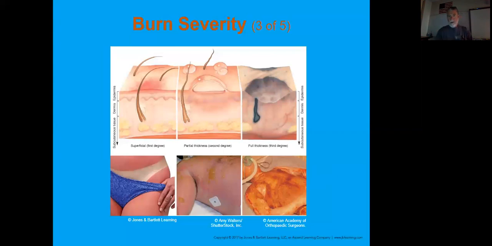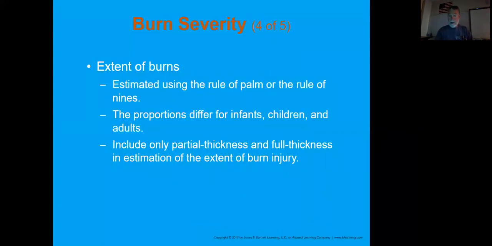And you know how painful burns actually can be if you've had one of those. The rule of nines, or the Palmer method. The Palmer method is using the patient's hand to identify 1% of their body surface area, BSA. They are different for infants, children, and adults. And so I know there's a little scale that comes up here, but include only partial thickness and full thickness in the estimate of the burn, or the extent of that burn, okay?